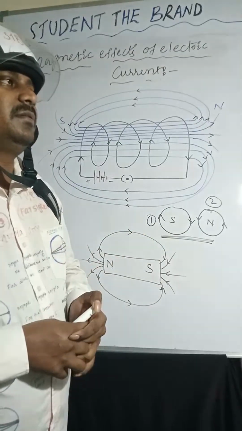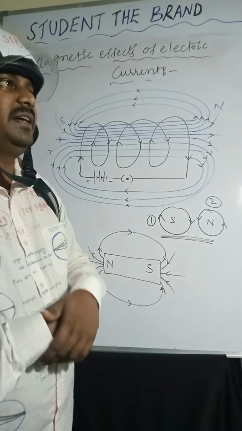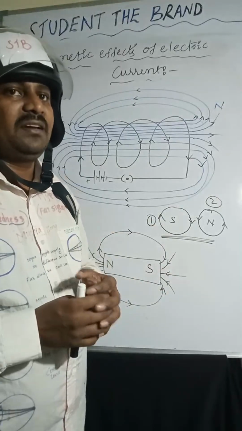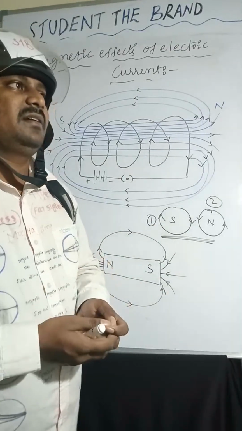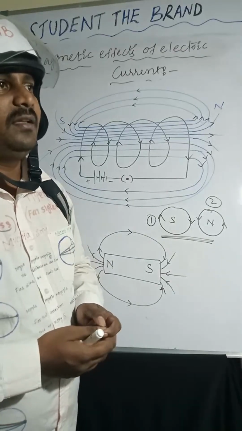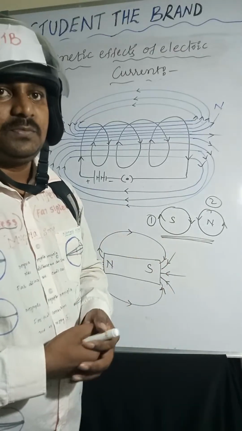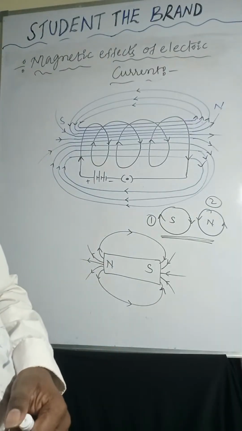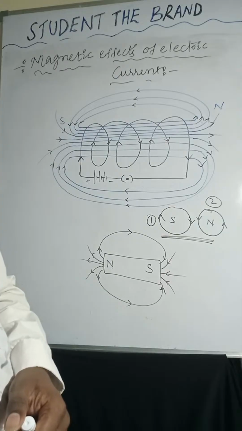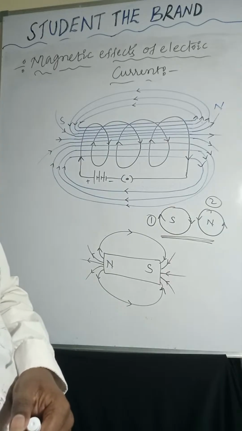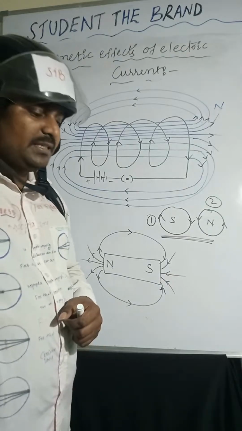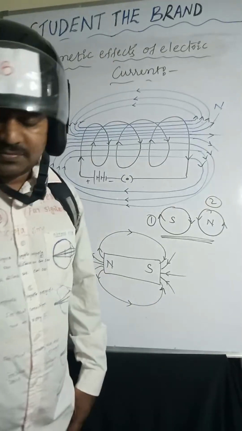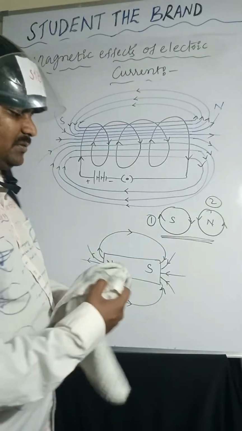One more concept is left out, that is a current carrying conductor placed in the external magnetic field. A current carrying conductor placed in the external magnetic field experiences a force. That I will discuss. If I discuss that last concept, then this chapter, magnetic effects of electric current, is completed.